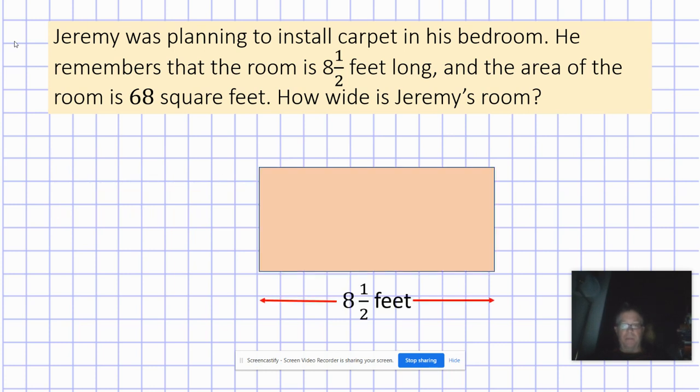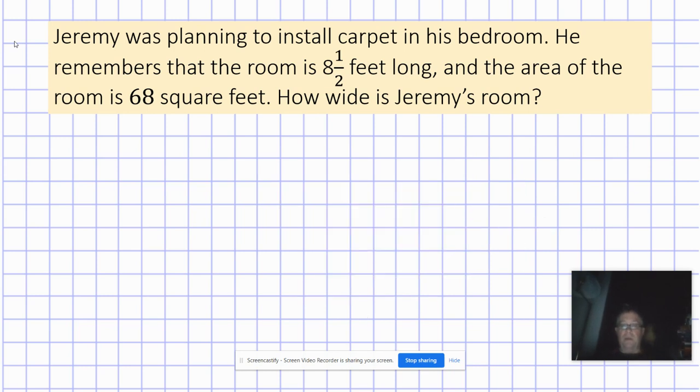So draw a diagram. It's 8.5 feet long, comes from the problem. The area, the inside of it, is 68 feet squared. Squared feet, feet to the second power, same thing. We don't know how many feet wide it is. They ask you for that. Okay. Now, I don't know what to do.